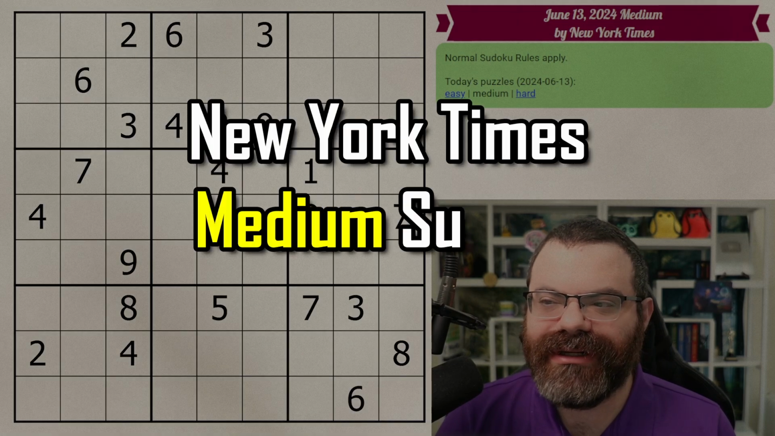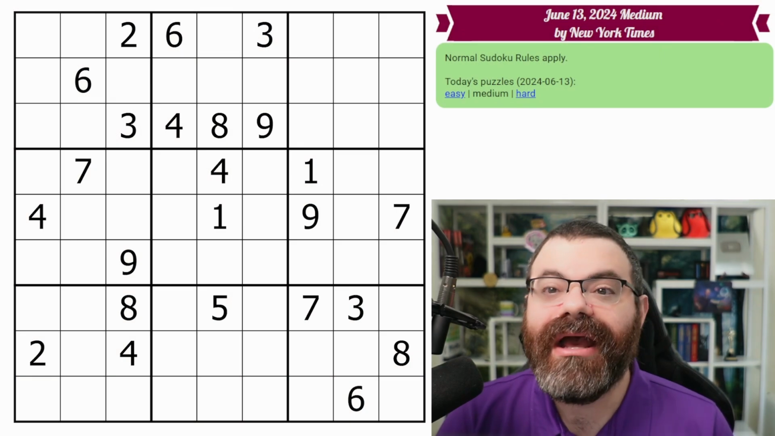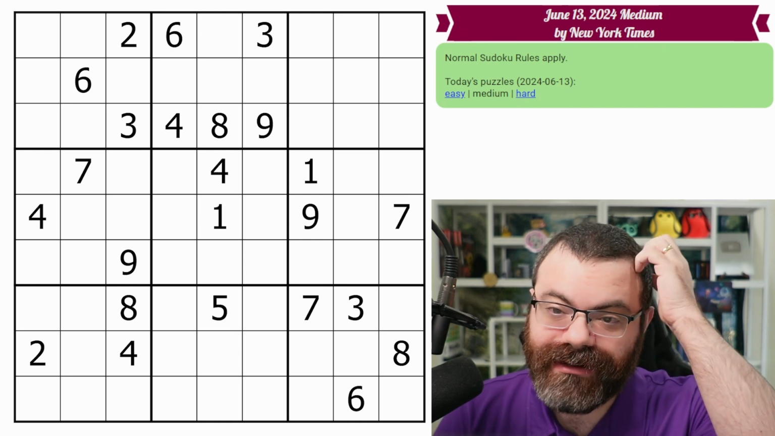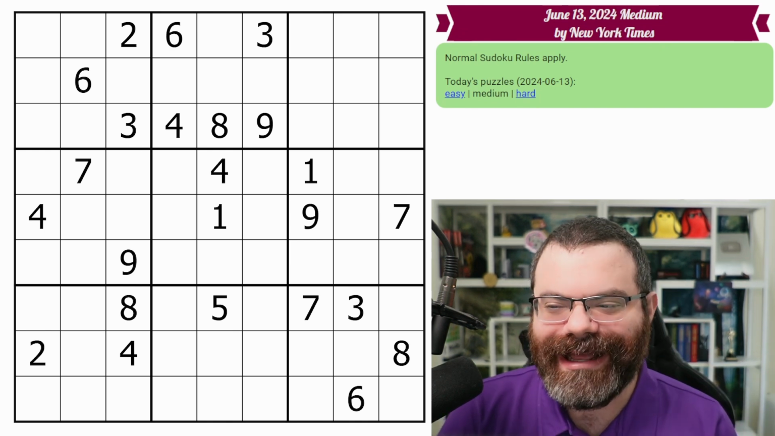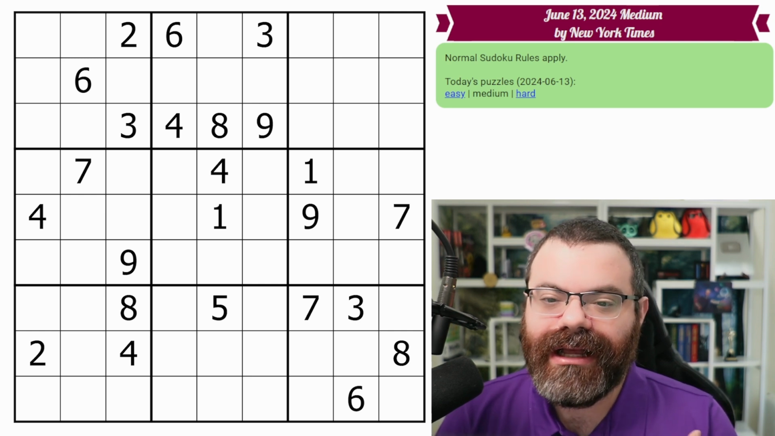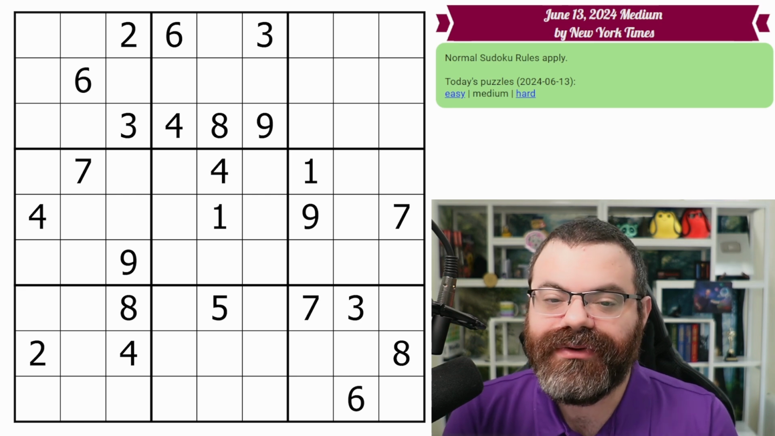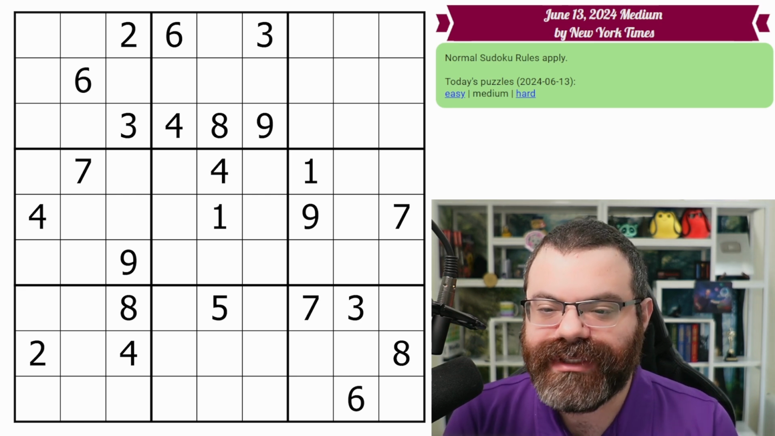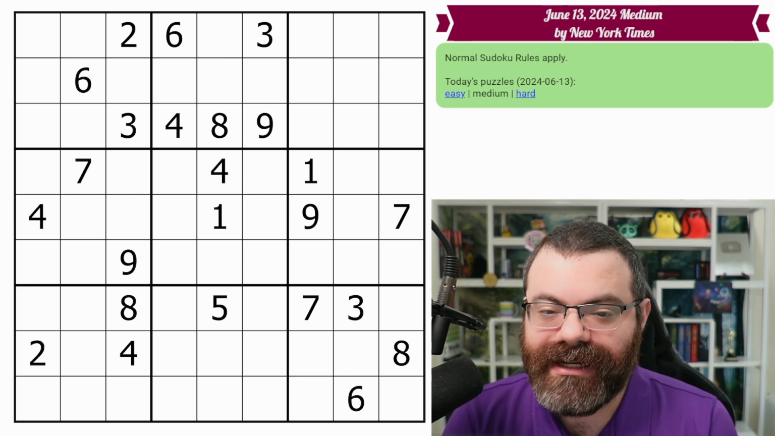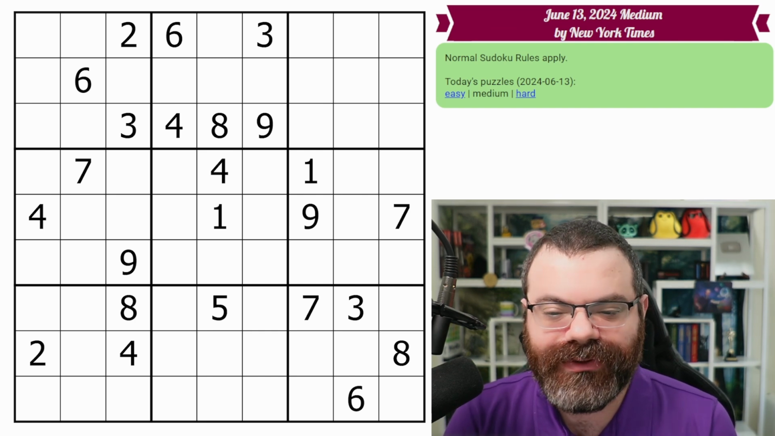Hello, let's do the New York Times Medium Sudoku for June 13th, 2023. I use a systematic approach to these; it's also a fun approach. I know systematic might not imply fun, but the way that I approach these puzzles as a learning aid, I approach it somewhat in the same order so that you can follow along with your own solves. But also, it is much more fun than some traditional methods you may have used to solve Sudoku.